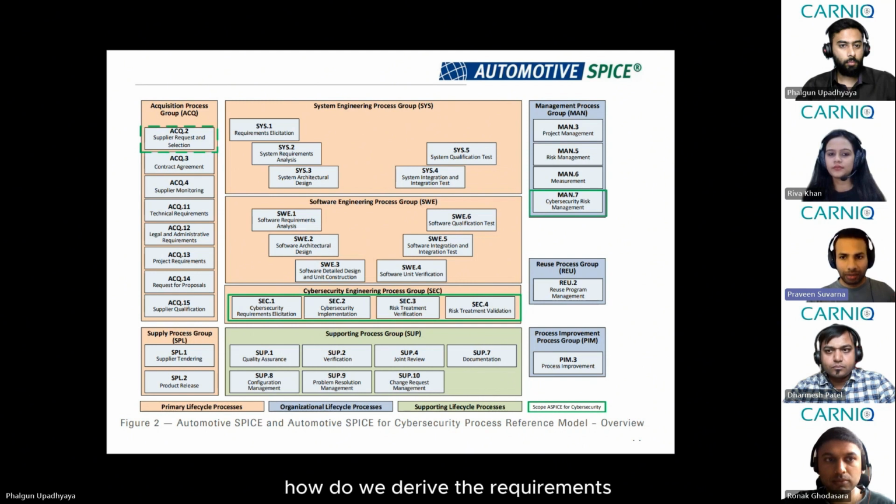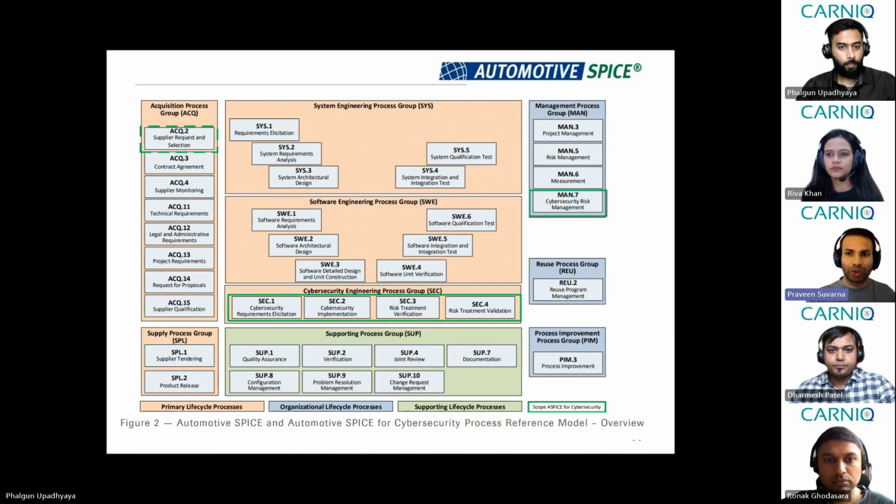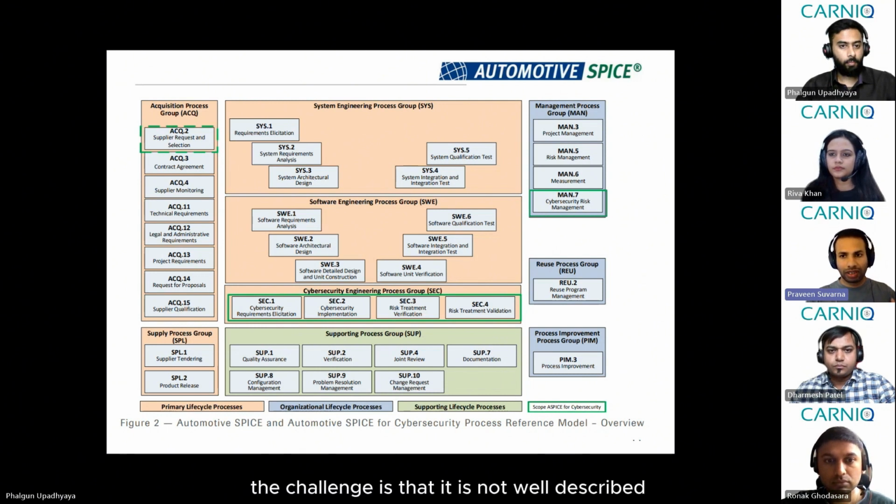They have to tell at the system level how we derive the requirements. What is my input? What is my output? At the software level, how do I derive cybersecurity requirements? What is my input? What is my output? So they have to go into the abstraction levels. The challenge currently is that it is not well described.